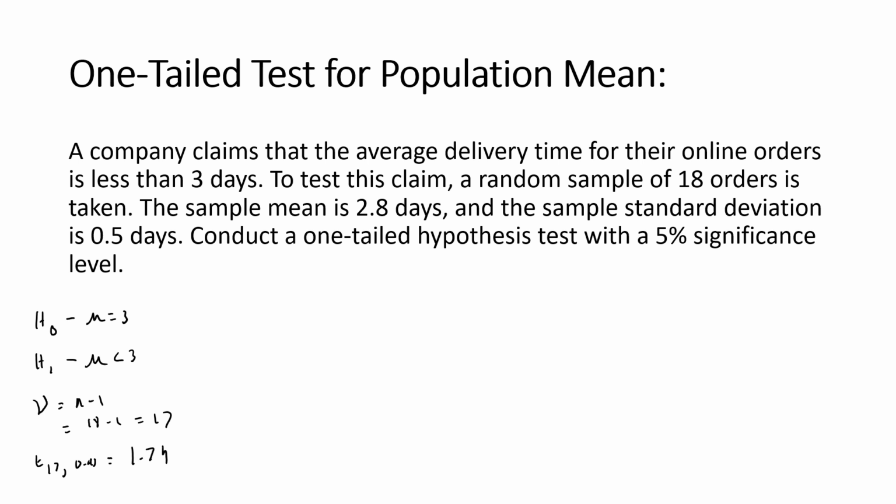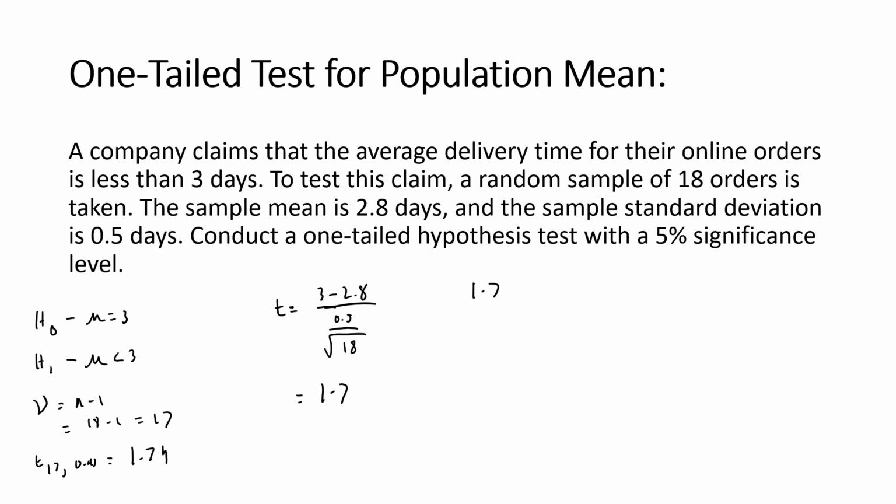And next we find our t value. T is equal to 3 minus 2.8 over s, which is 0.5 over root the sample size, which is 18, because of the standard error. And that gives us 1.7.